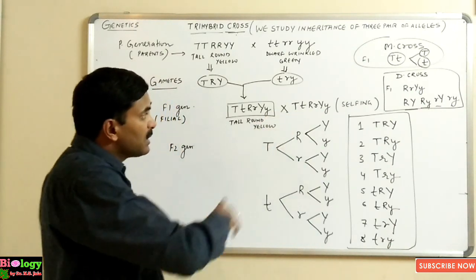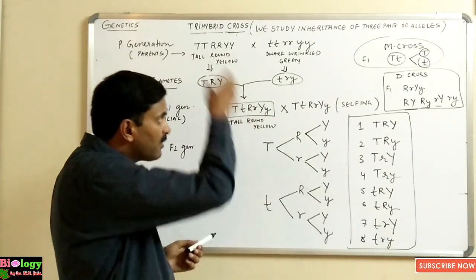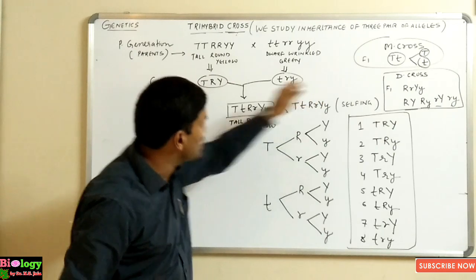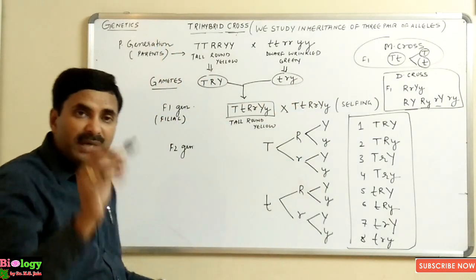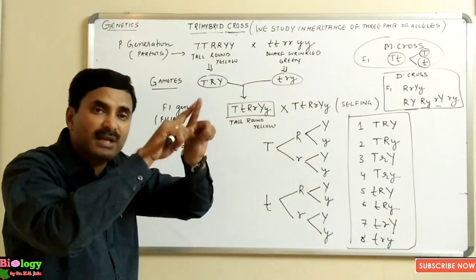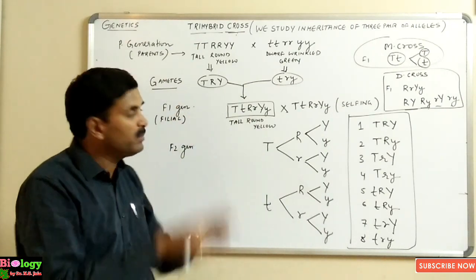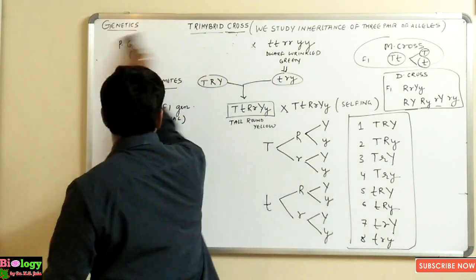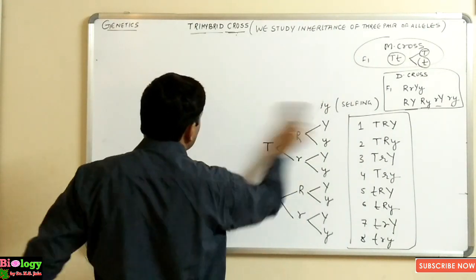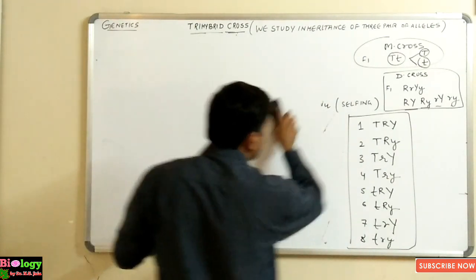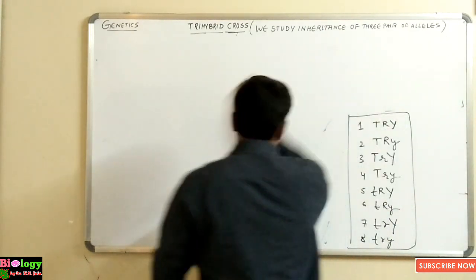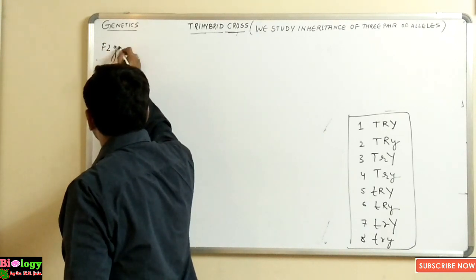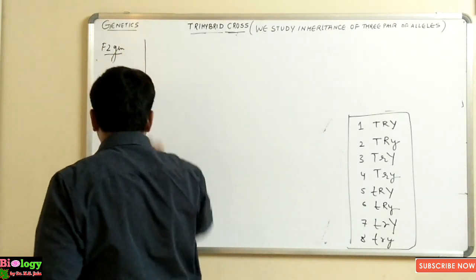So on the horizontal as well as the vertical line, we will write 8 gametes like this and 8 gametes like this. So 8 into 8 is what? 64. So in the F2 generation, the checkerboard which will be formed will have 64 boxes. How is it formed? See here, I am making the format of the F2 generation, and I am making a Punnett square like this.